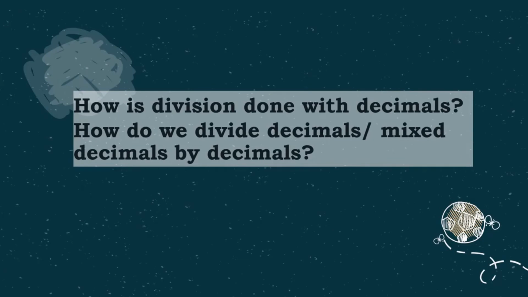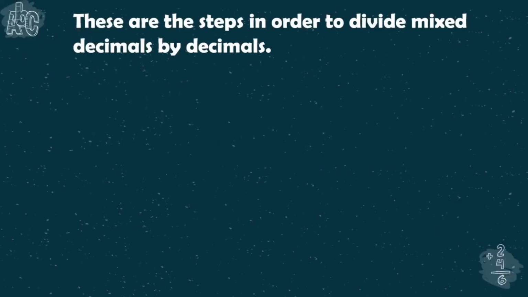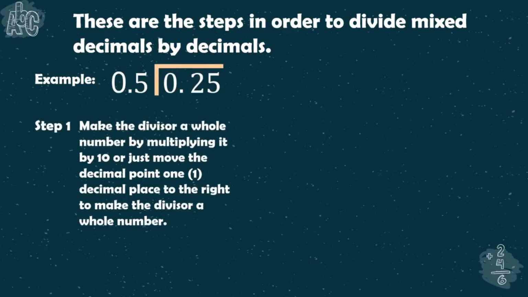Division is done with decimals. How do we divide decimals or mixed decimals by decimals? These are the steps in order to divide mixed decimals by decimals. Step number 1 is to make the divisor a whole number by multiplying it by 10, or just moving the decimal point one decimal place to the right to make the divisor a whole number.